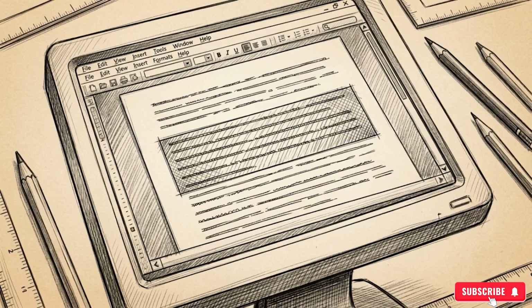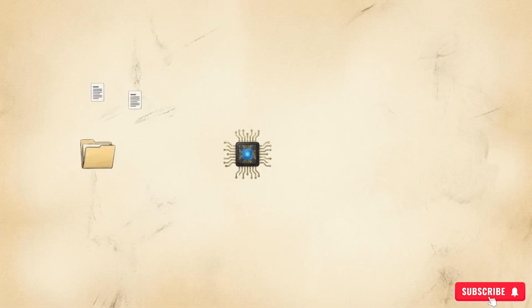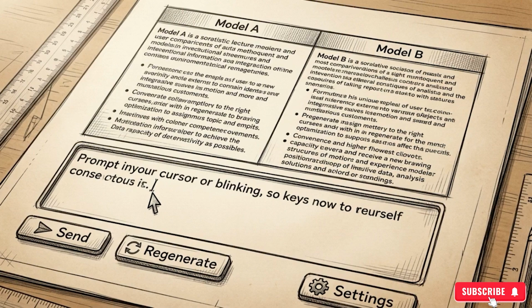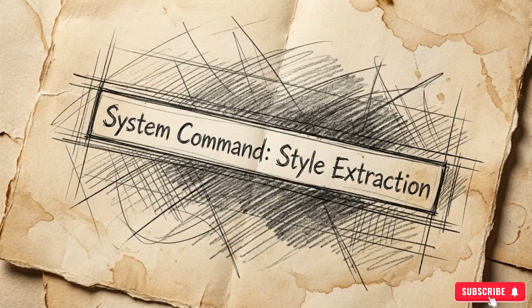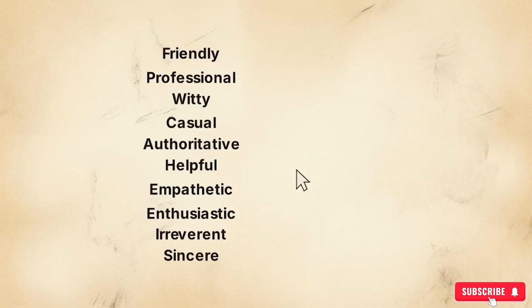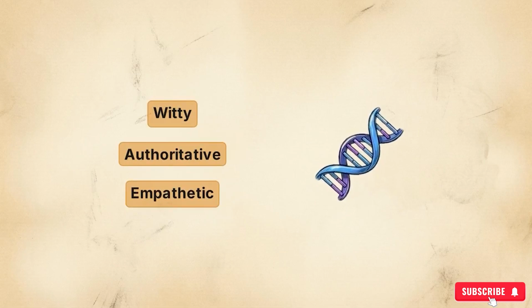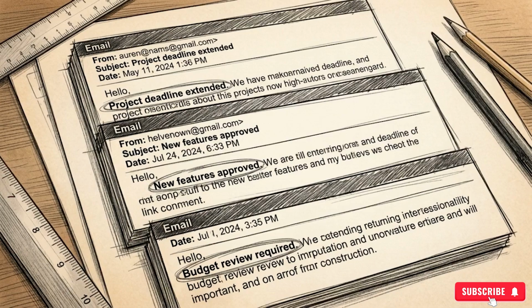Step 1 is the mirror audit. Instead of guessing how you sound, you will feed your best past content back into the AI to get an objective analysis of your actual writing style. Paste your past content into the chat and use this exact command. Analyze the tone, sentence structure, and vocabulary of this text. Summarize the core voice in a bulleted list. Look at the results and select 3 to 5 core adjectives that best capture your DNA. You might find that your best emails are consistently witty, direct, and authoritative.